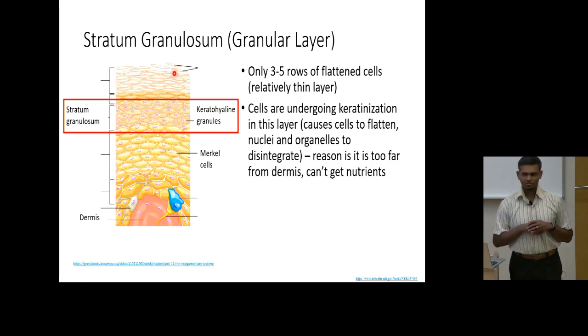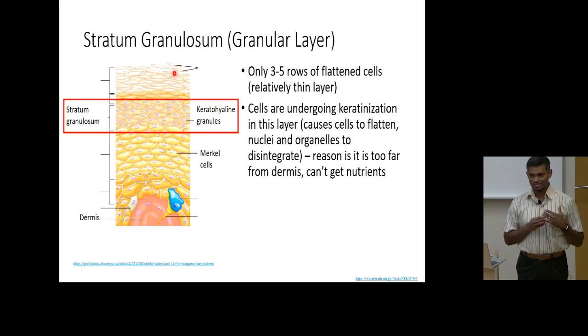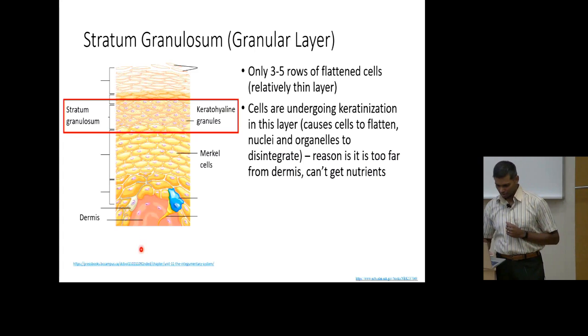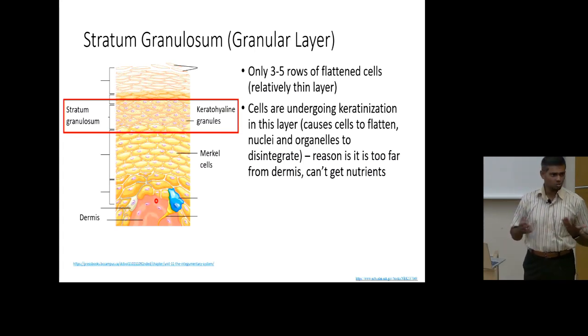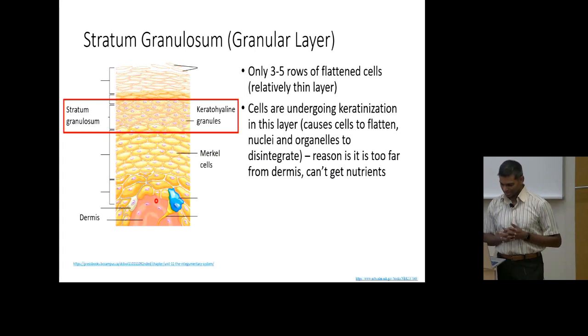The reason for them flattening out is because these cells are gradually dying, and the reason they're dying is because they're getting farther and farther away from the blood supply, which ends at the dermis. I told you the epithelial tissue is avascular, there are no blood vessels there, and so any nutrients have to be passed on by diffusion. So the farther it gets away, these cells start dying.